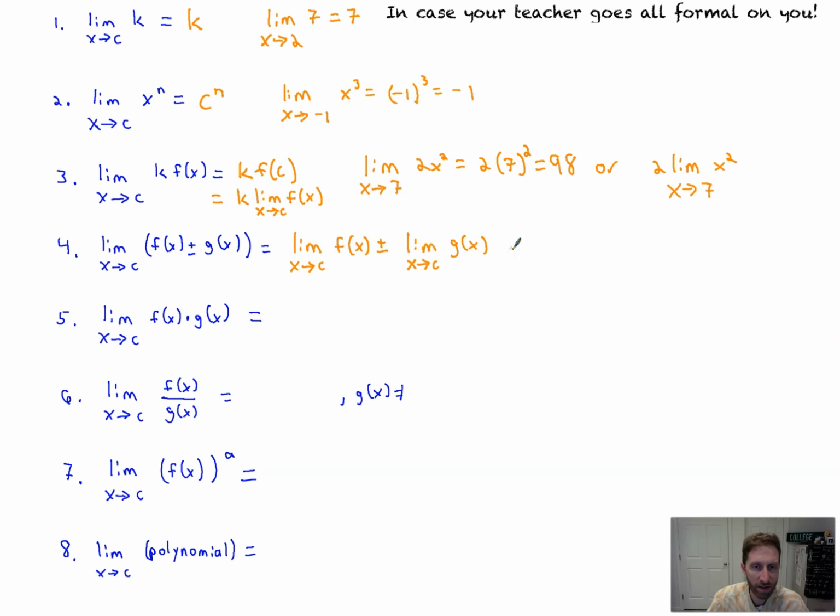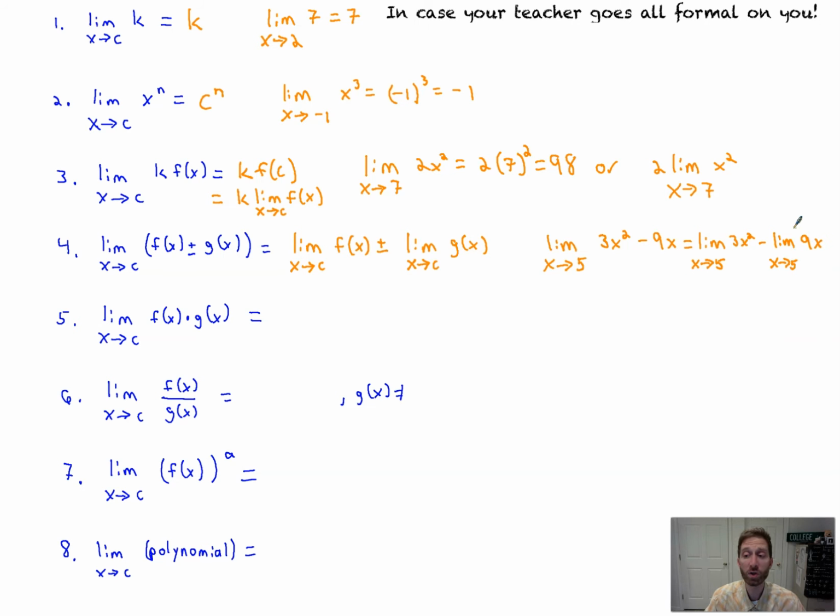Okay, what does all this amount to? Well, in numbers, what that means is if you have something like the limit as x goes to, let's go with 5, of 3x squared minus 9x. Well, that's the same as just plugging in the 5 or taking each individual limit. And you'd have the limit as x goes to 5 of 3x squared minus the limit as x goes to 5 of 9x.